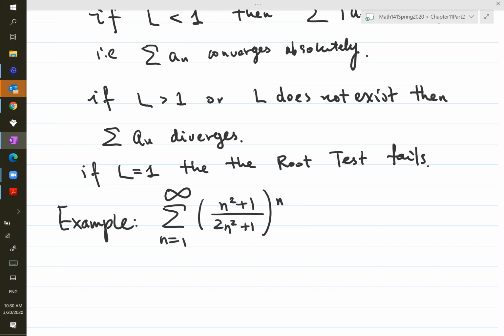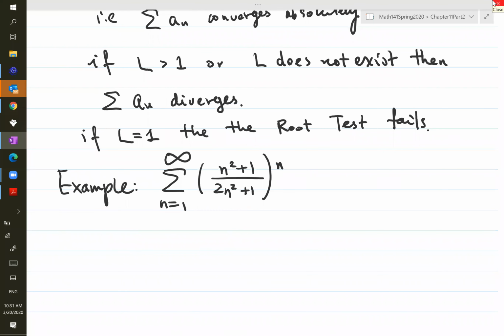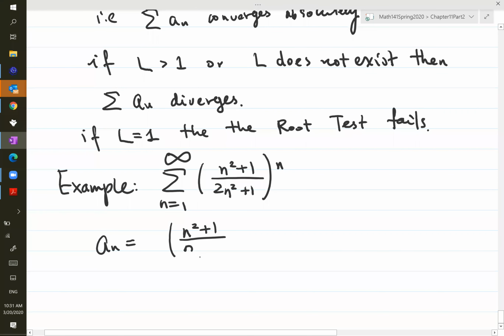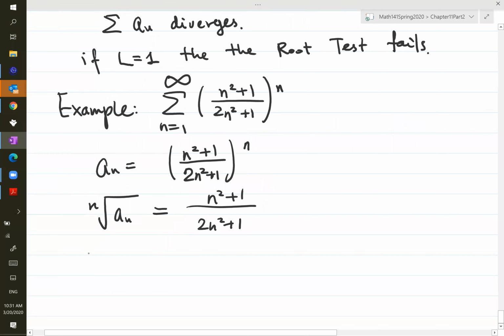So when do we use the root test or ratio test? When there's a power, then we can use the root test. Try to use the root test, because when we take a root, the root cancels the power. Here a_n is ((n squared plus 1) over (2n squared plus 1)) to the power n. Now the nth root of a_n is (n squared plus 1) over (2n squared plus 1). Now L, the limit as n approaches infinity of the nth root of a_n, is the limit as n approaches infinity of (n squared plus 1) over (2n squared plus 1).